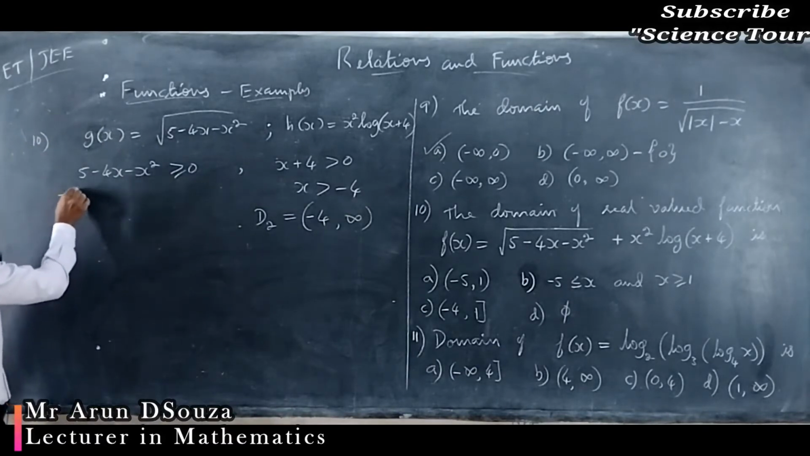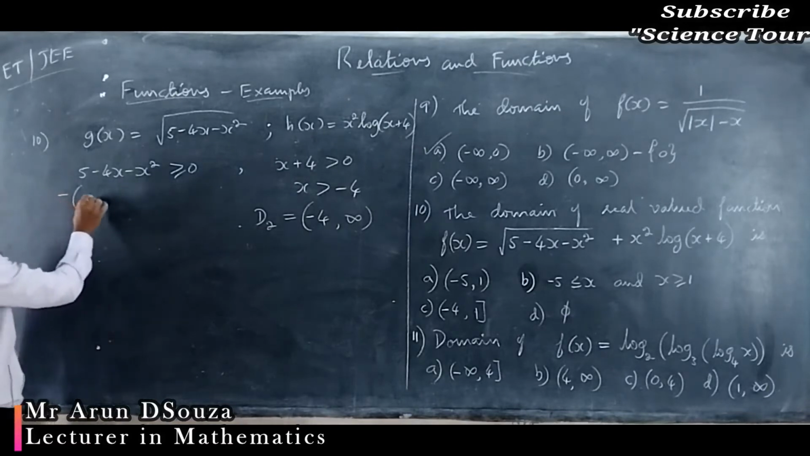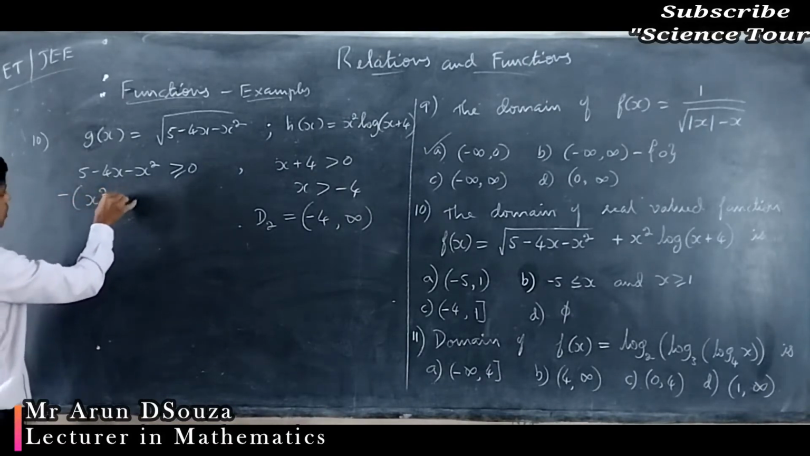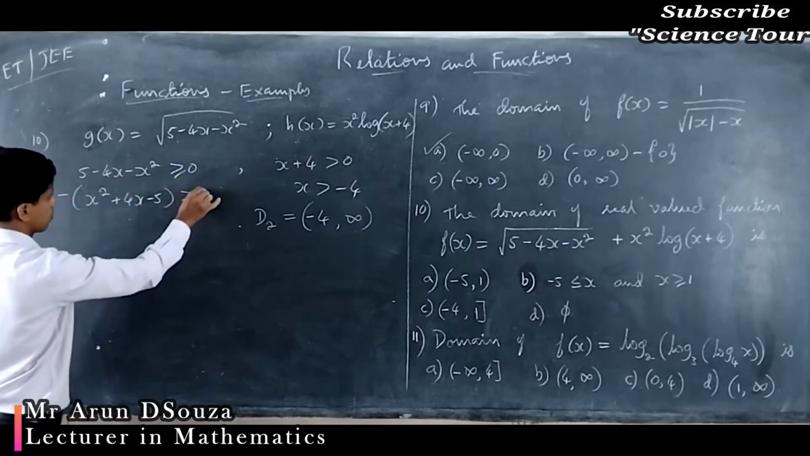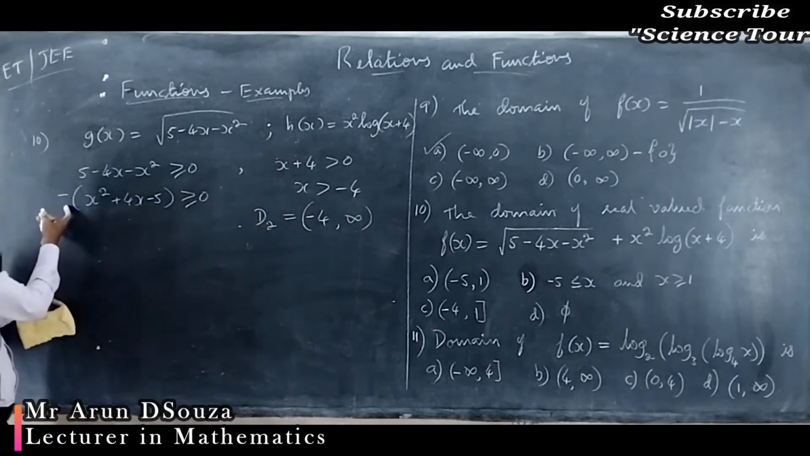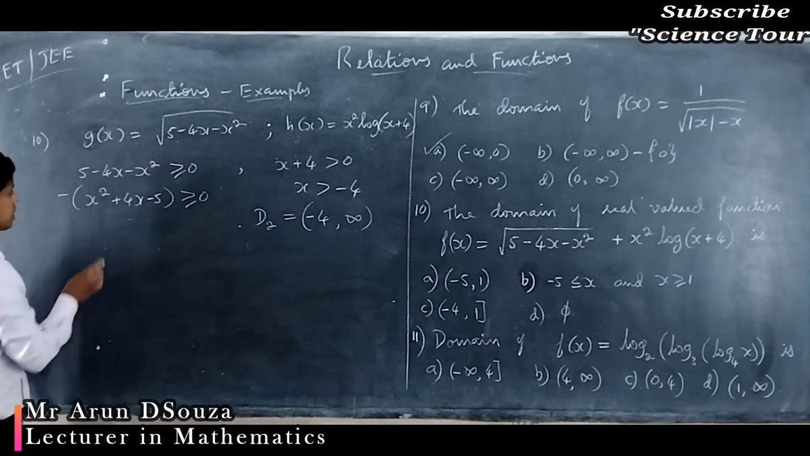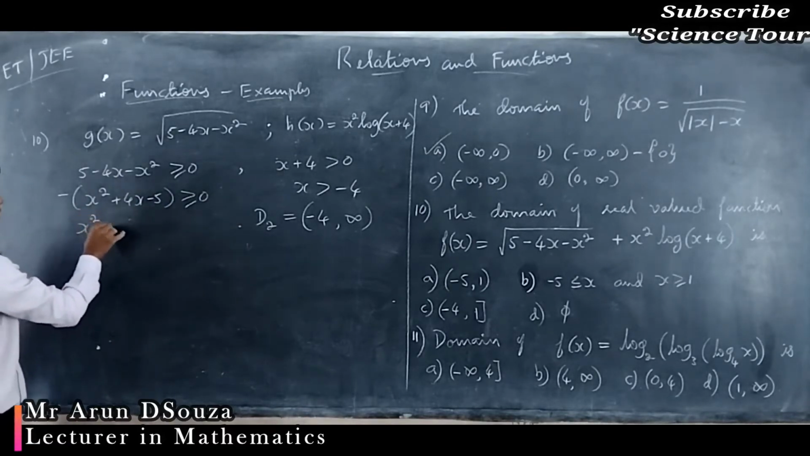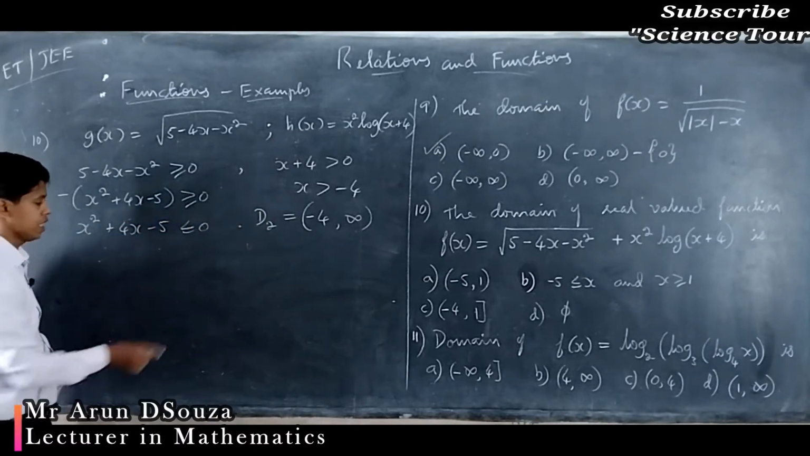See, this is quadratic equation but with the negative here. So take the negative sign outside. So this becomes x square plus 4x minus 5. Now this is less than or equal to 0, if I multiply with minus 1, then inequality reverses, correct? So inequality changes, why? Understand?